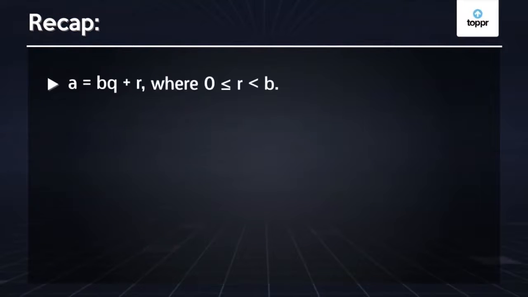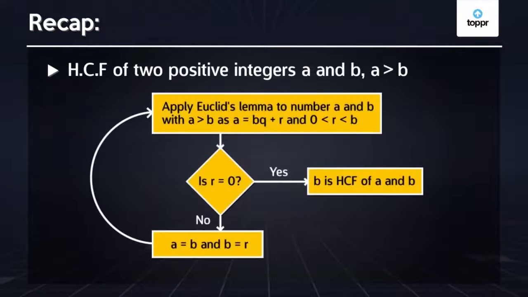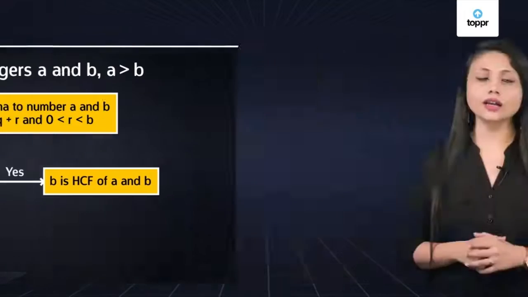Let's quickly recap what we have learnt in this session. We have recalled Euclid's division lemma and we learned the process of finding the HCF of two positive integers using Euclid's division algorithm.